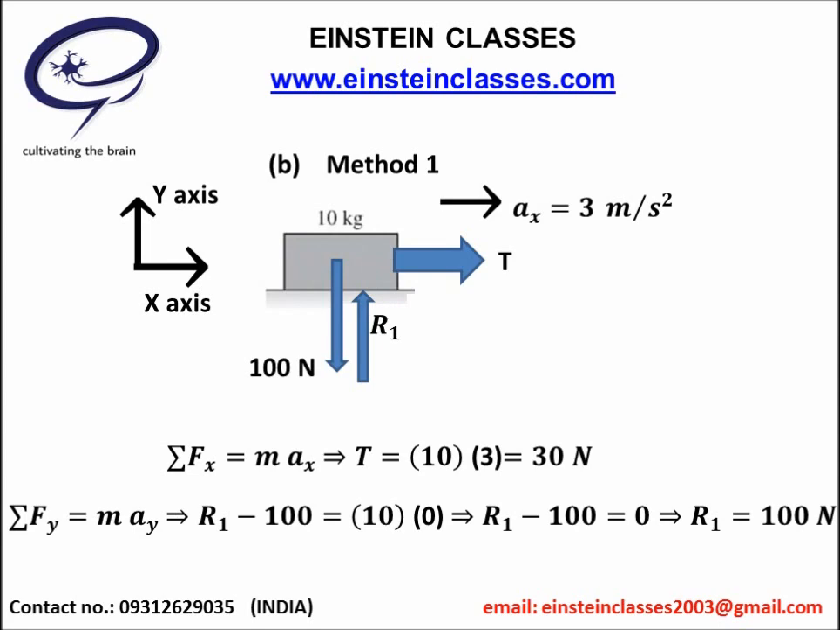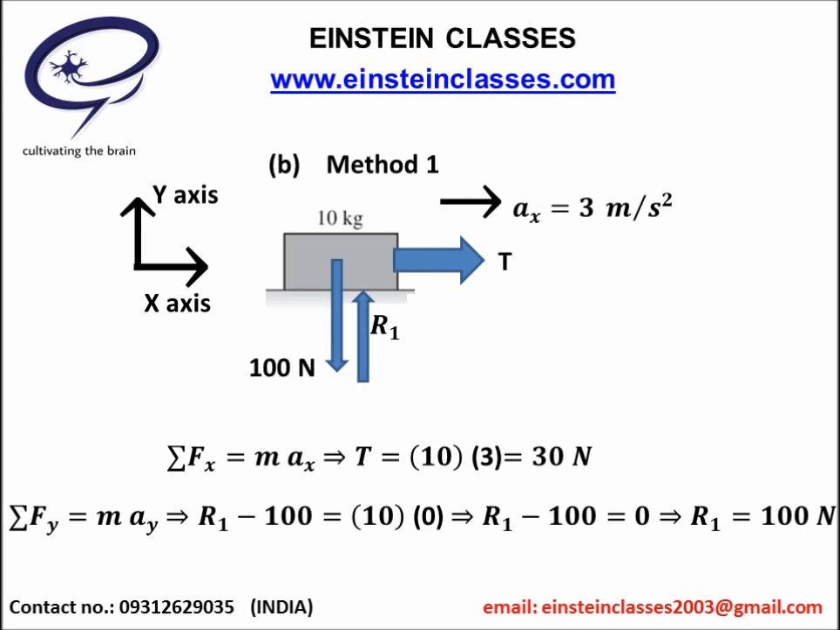Here we can see the FBD of 10 kg block. There are three surroundings for this system. One is Earth, which is applying a downward pulling force of 100 Newton, equals to weight of block. Second surrounding is surface, applying a pushing force R1 on the block. Third surrounding is string, which pulls the block towards right by a force, known as tension T in the string.